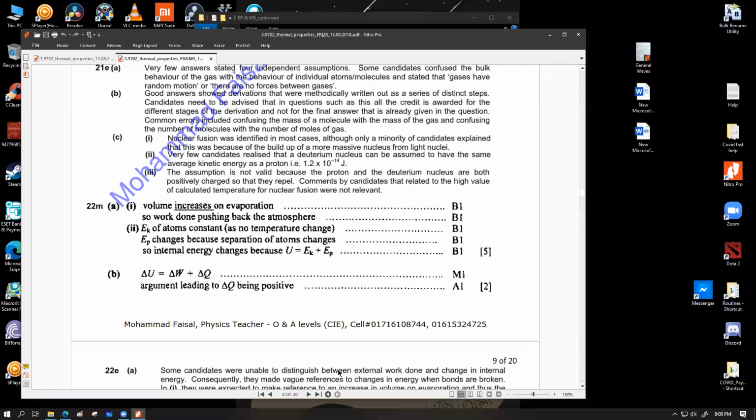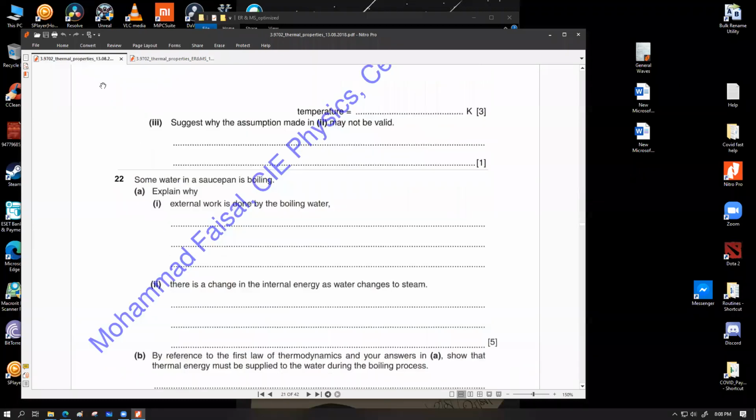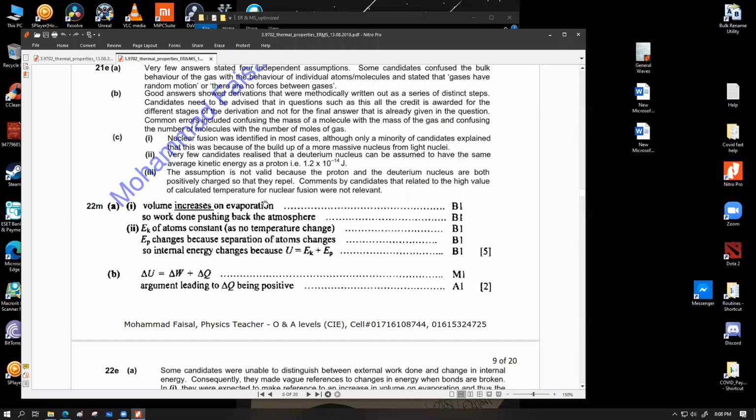And sir, it also says that kinetic energy of atoms is constant. Why isn't it molecules constant? That might have been a mistake on the examiner's part. Hold up, let me go for it. No, you can write molecules. You can write molecule or you can write particle. Both of them are equal, acceptable.